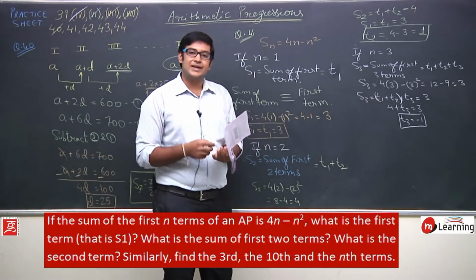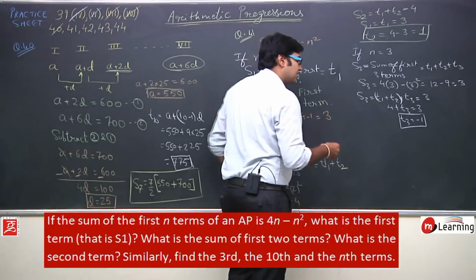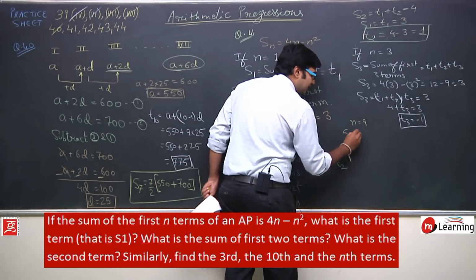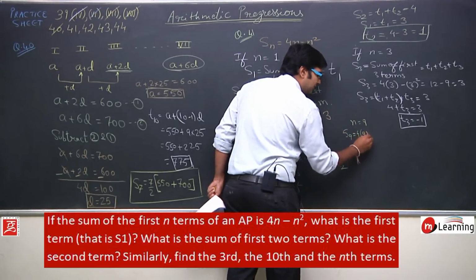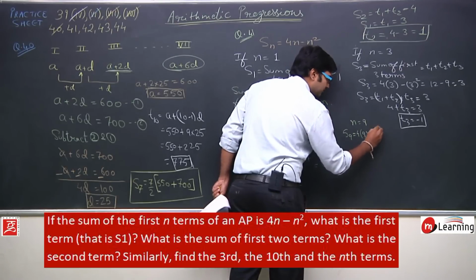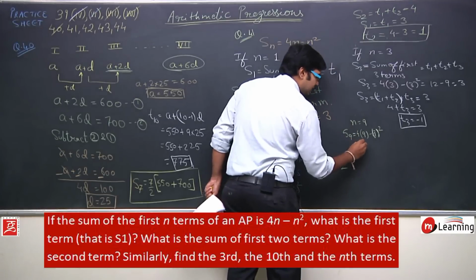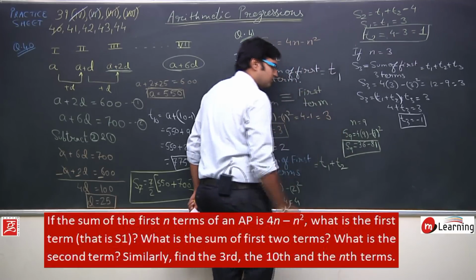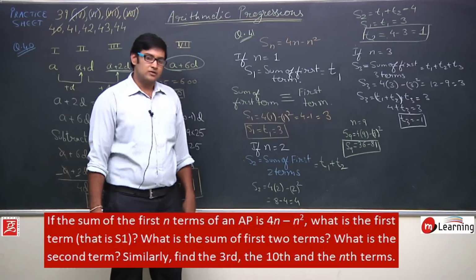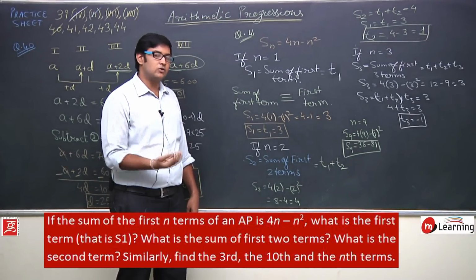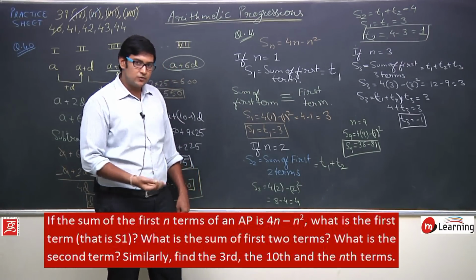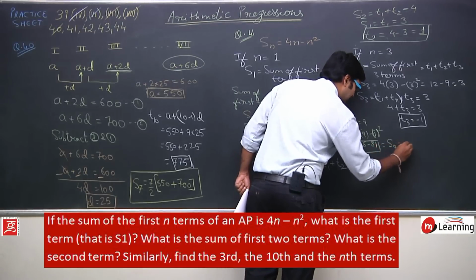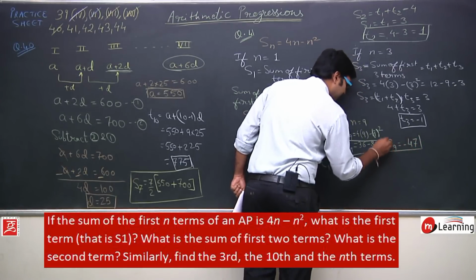Then similarly we need to determine the 10th term. For determining the 10th term, let us calculate sum of 9 terms. If n is equal to 9, Sn will represent 4 into 9 minus 9 square. So 4 into 9 minus 9 square is 36 minus 81. So this will be S9. Now what is 36 minus 81? First subtract 40 from 81, it will give you 41, then add 6. So 41 plus 6 is 47. So this will give you S9 is equal to minus 47.